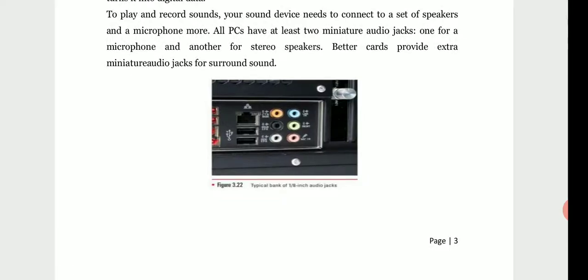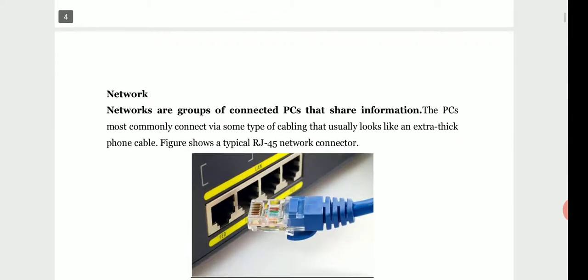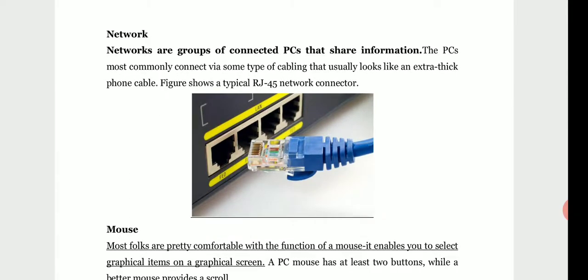These are called audio jacks. And now networks. Networks are groups of connected PCs that share information. The PCs most commonly connect via some type of cabling that usually looks like an extra thick phone cable. Okay, that is an RJ45 network connector.